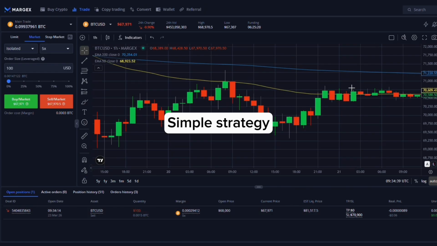This strategy is simple, and that's exactly why it works. It removes guessing and keeps you trading with the direction of the market.